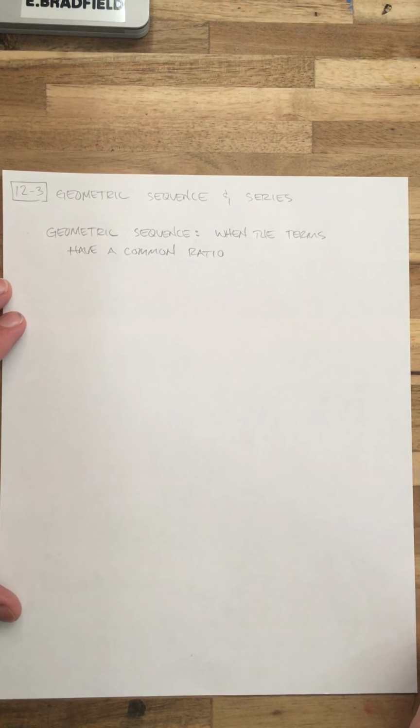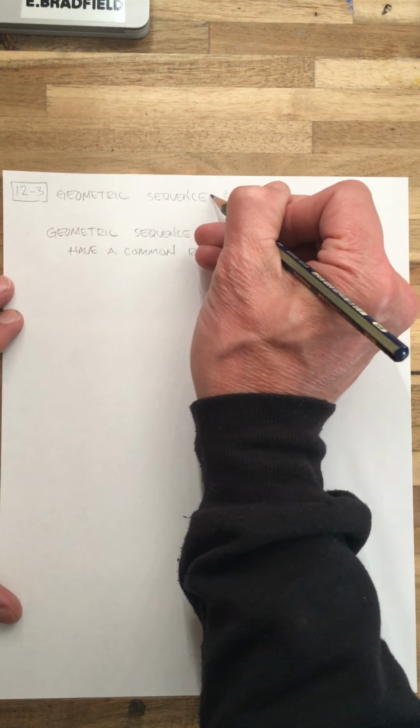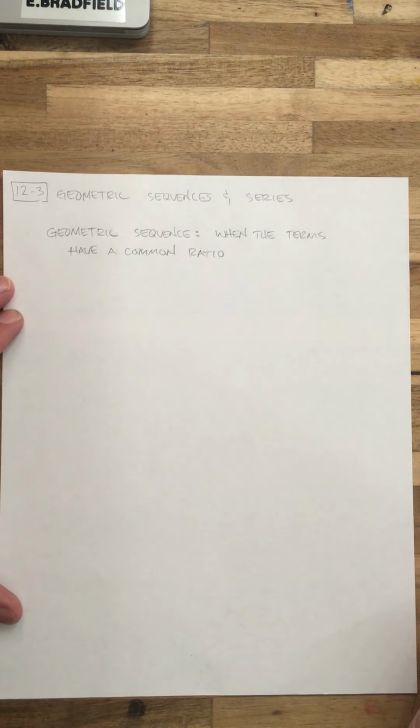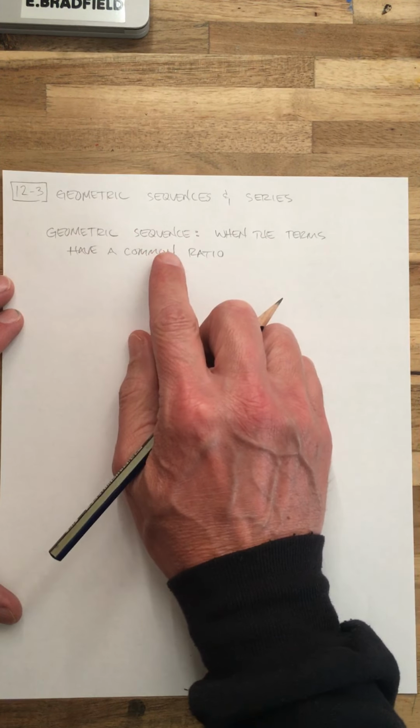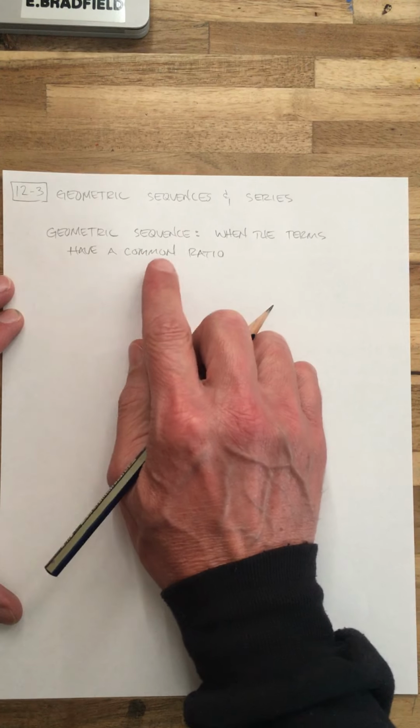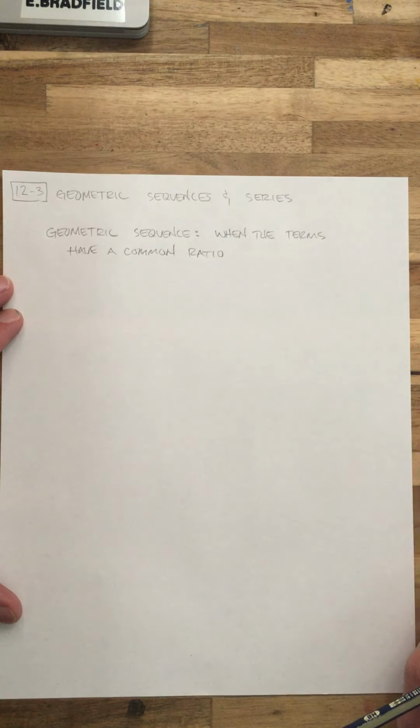Hey guys, what's happening? So today we're going to shift gears a little bit. Instead of arithmetic sequences and series, we're going to talk about geometric sequences and series. And a geometric sequence is when the terms have a common ratio. With arithmetic, it was a common difference, and this time it's a common ratio. And this is what I mean.